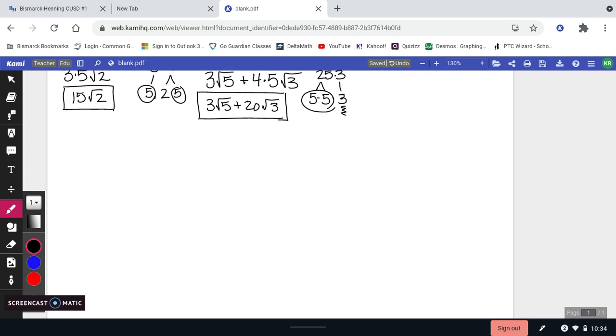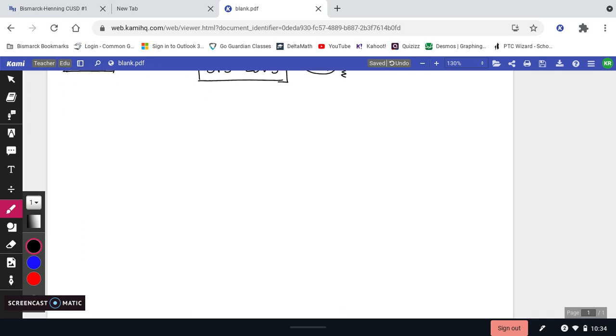Okay, so moving on to kind of our next topic is rational exponents. So your rule for rational exponents is a to the m over n can be rewritten as the nth root of a to the m power. Okay, and we can convert back and forth. We can go from a rational exponent to a radical, or we can convert a radical to a rational exponent.